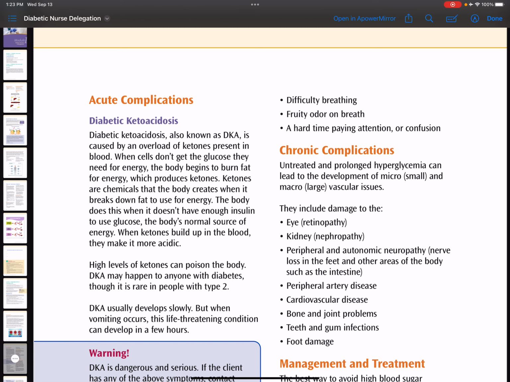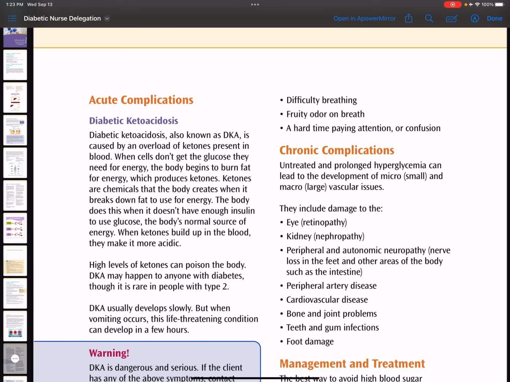Symptoms of DKA, or diabetic ketoacidosis, are thirst or very dry mouth, frequent urination, high blood glucose levels, high levels of ketones in the urine, constantly feeling tired, dry or flushed skin, nausea, vomiting, abdominal pain, difficulty breathing, fruity odor on breath, and hard time paying attention or confusion.